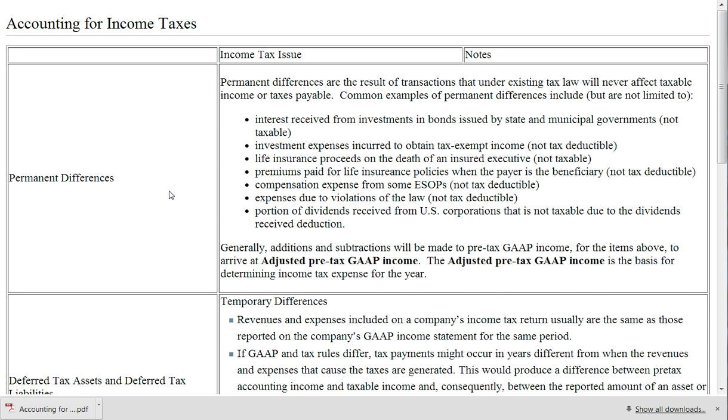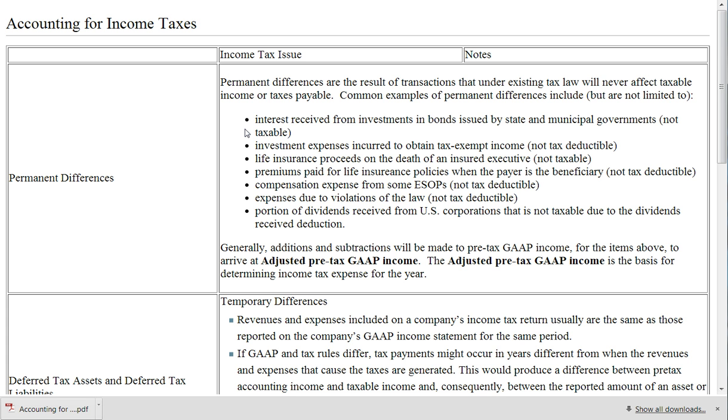So permanent differences are the result of transactions that under existing tax law will never affect the taxable income or taxes payable. So there are transactions that by law do not have an income tax consequence. So for example, interest received from investments on bonds issued by state and municipal governments. So municipal bonds is what we usually refer to these as. The interest received from municipal bonds is not taxable by federal tax law.